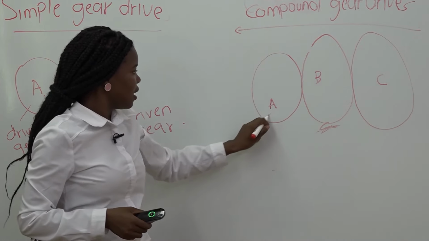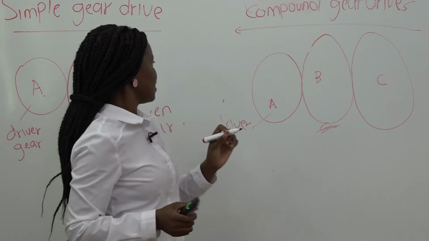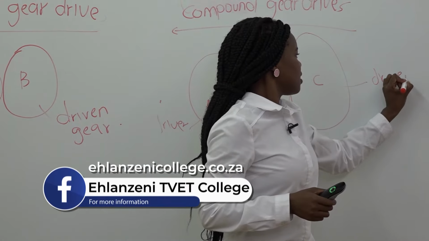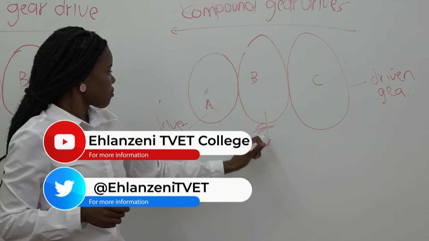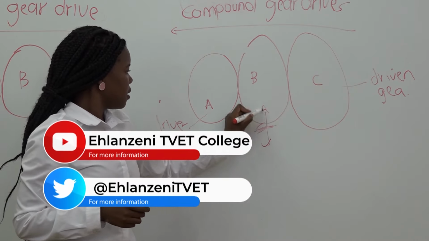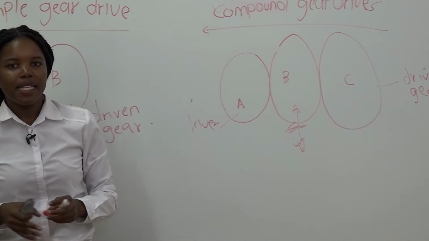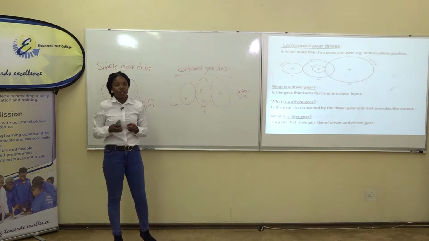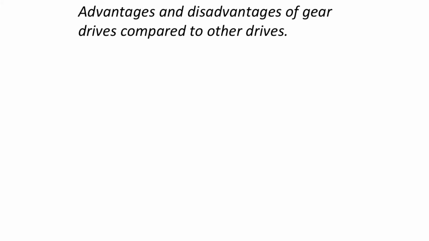Remember, we already said that A is our driver gear from our simple gear drive, and the one that provides output is our driven gear. So this one, which is gear B, is our idler gear. We say it maintains the driver gear and the driven gear. By saying so, we mean that it makes sure that the driver gear and the driven gear turn in the same direction.